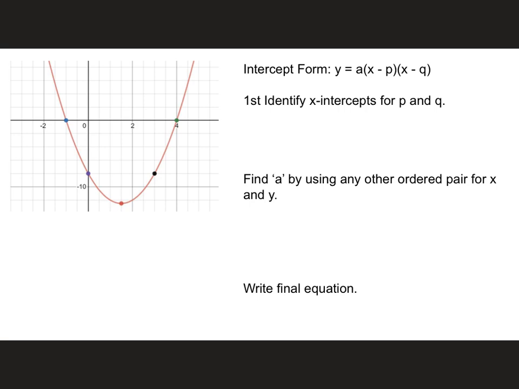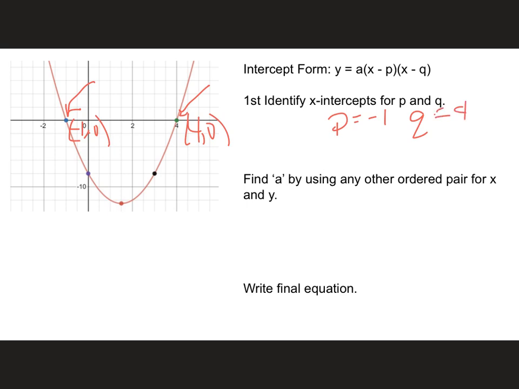So if you think back to when we talked about the properties of quadratics, your x-intercepts would be on the x-axis. So we have one over here at negative 1, 0, and one here at 4, 0. Each line is counting by half if you look at the scale on the x. So that's why I know that that one is at negative 1. So I've identified P and Q as negative 1 and 4. And it doesn't matter which one's P and which one's Q. So I'll say P is negative 1 and Q is 4.